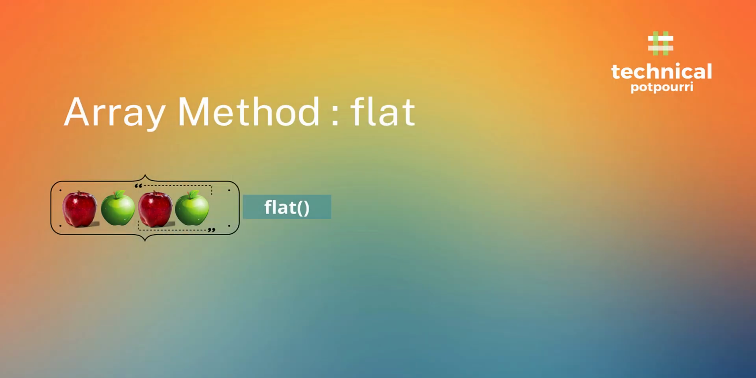Let's talk about the flat method. This method will work on the sub-arrays and flatten them to make them a single array. You can specify the depth of the flattening as an argument for the flat method. So if you can see on the screen, I have 1 red and 1 green, and then I have another red and another green.